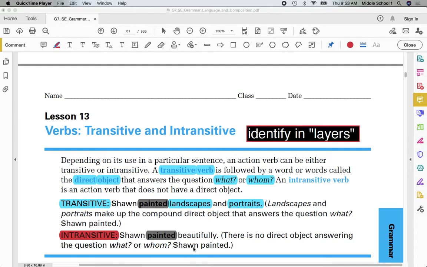There are some sentences that don't have objects. They don't even have any words that follow the verb. What comes to my mind right away is the shortest sentence in the Bible, Jesus wept. Subject Jesus, verb wept. It's intransitive. There is no direct object answering the question what or whom.